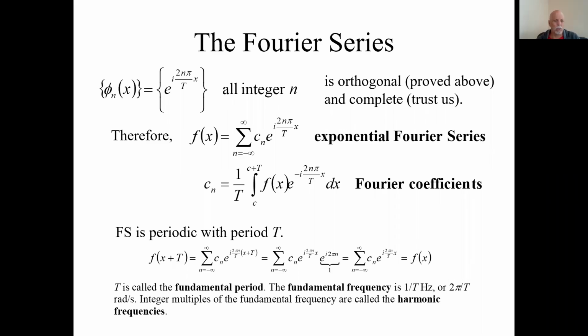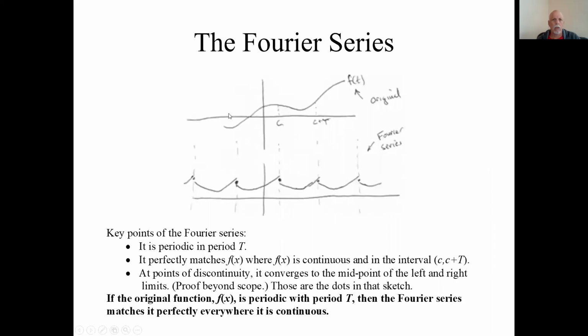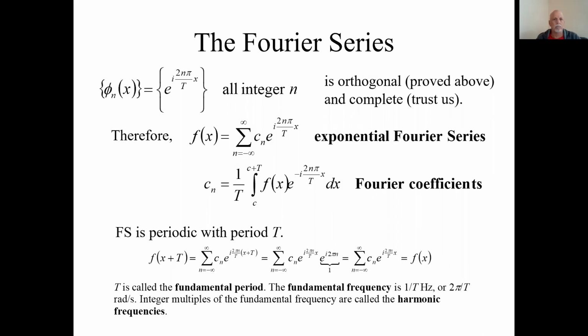Okay, in the previous recording, we just showed that this set of functions, e to the i 2n pi x over big T, for all these n's, is an infinite set of functions, one for each integer n. But we proved that this set of functions is orthogonal, and it's also complete, but you'll just have to trust us on that, so that we could expand a function using this orthogonal set.